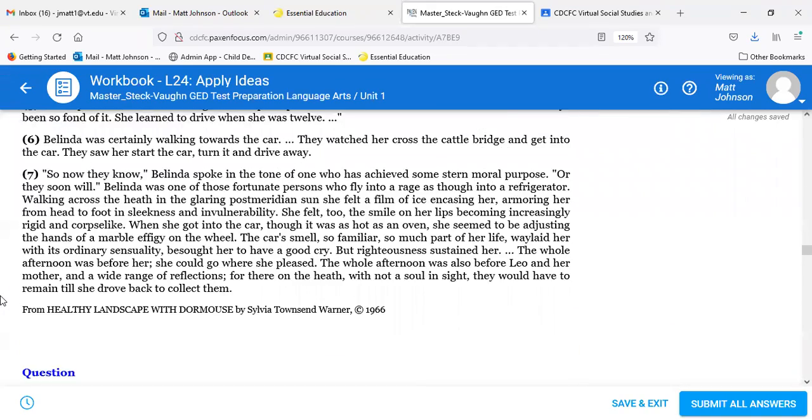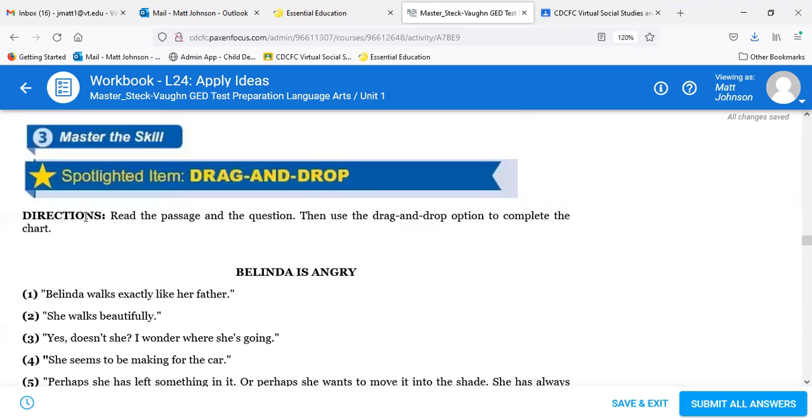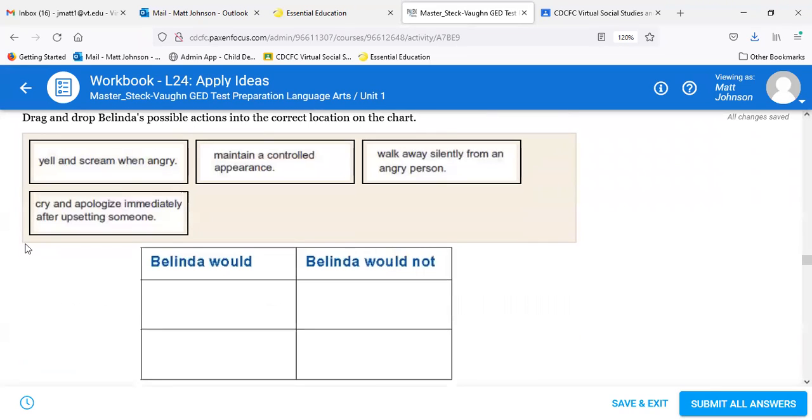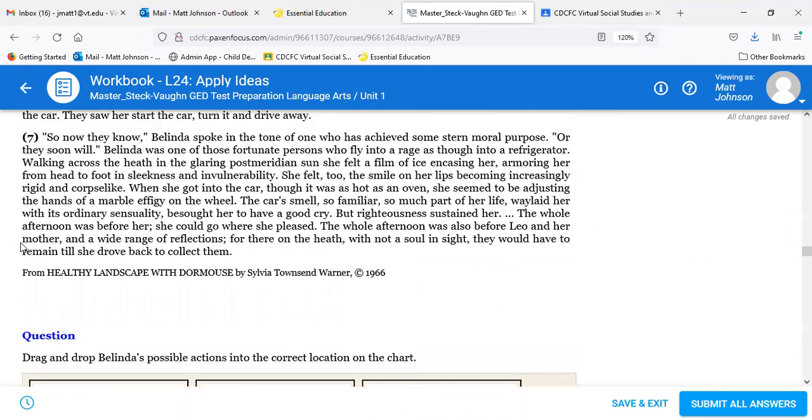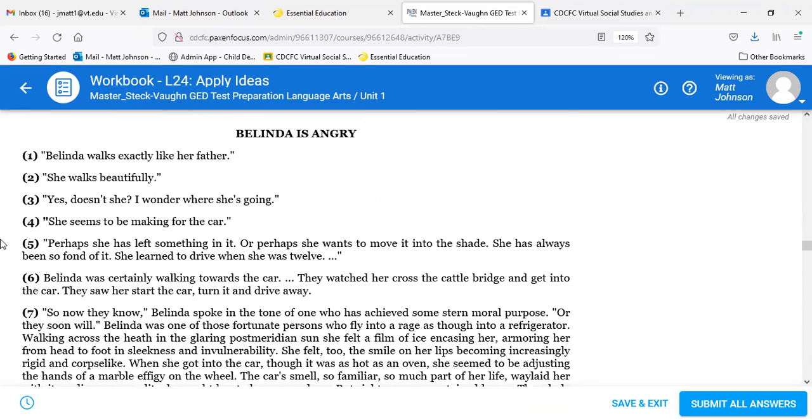I'm going to go ahead and read this one, and we've got some drag and drop activity afterwards. So we're going to think about the character, this person Belinda. We'll think about putting Belinda in a different situation, how she may react, as we read here. So Belinda is angry.